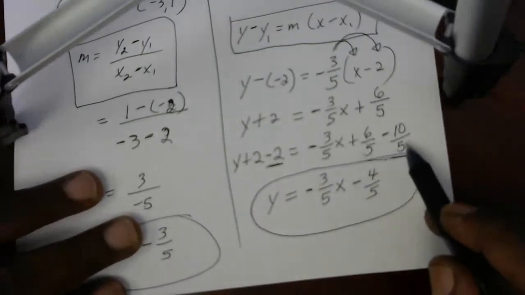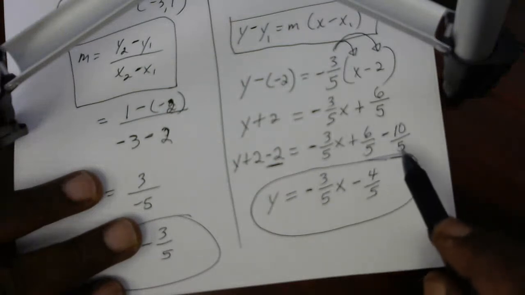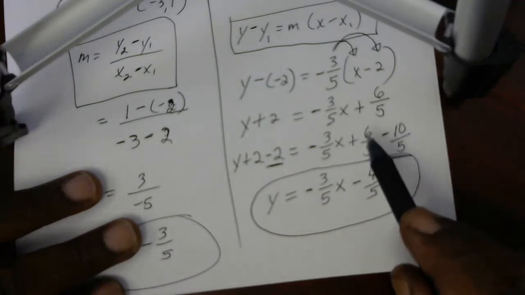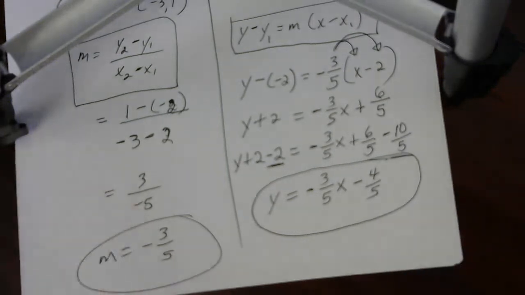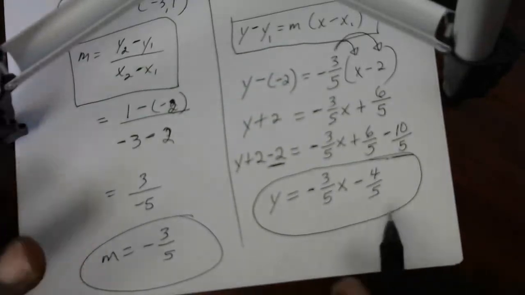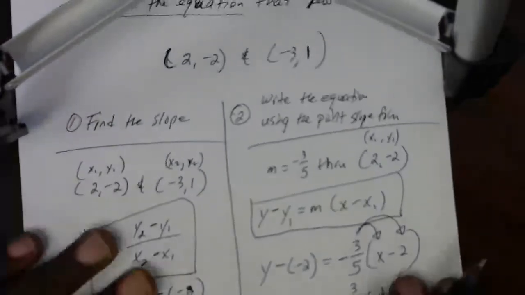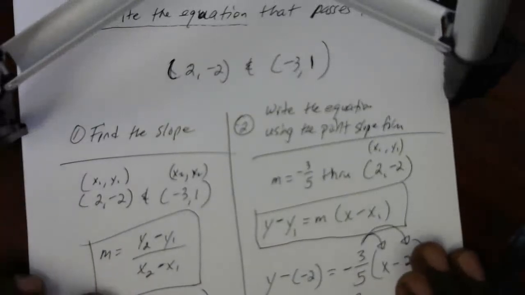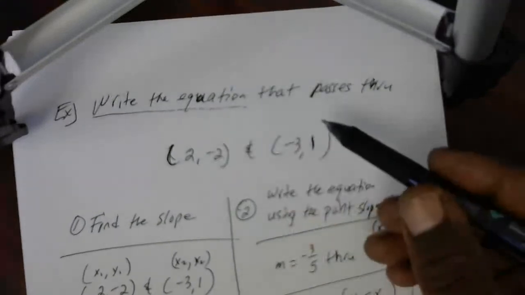Because when you add or subtract fractions, you keep your common denominator and you combine your numerator. 6 minus 10 is negative 4. All right, so sorry for that confusing answer. So, any questions about this example? In this example, we actually had to find the slope.